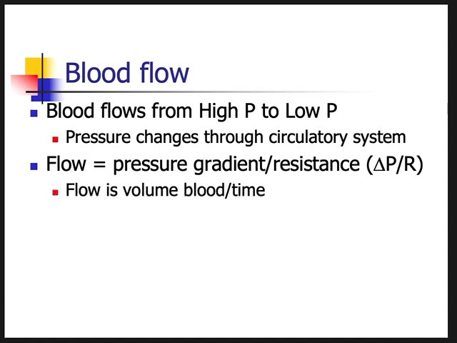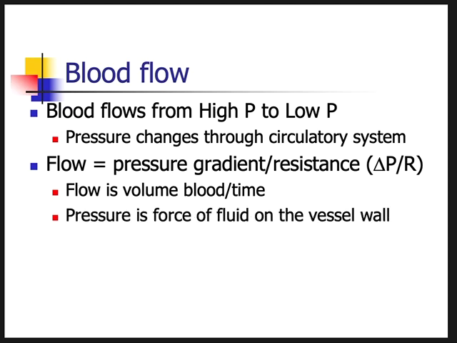So flow is a volume of blood over time. So volume of blood, right, milliliters per, it could be second, it could be minute, whatever unit of time you decide to use. Pressure is a force of fluid on the vessel wall. Resistance is going to be opposition to that flow. So the size of the vessel, the friction from blood on the vessel, how far it has to travel, distance being far, right? All of those are going to contribute to resistance and oppose flow.